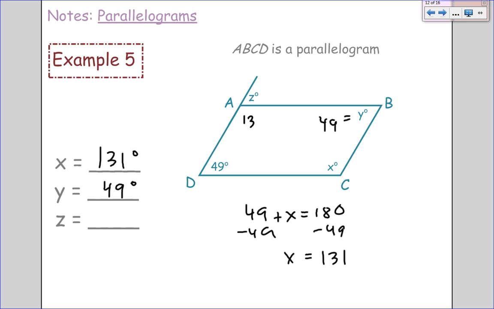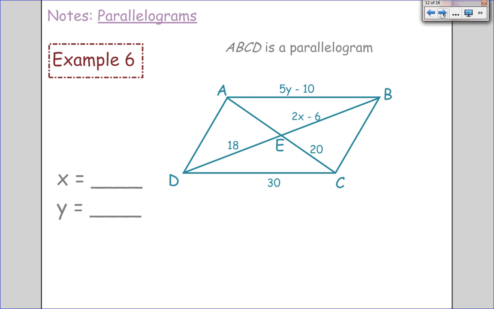Opposite angles are once again congruent. So if x is 131, this missing angle is 131. And if you remember, a straight line adds up to 180. So z plus 131 equals 180. Subtract the 131, so z equals 49 as well. Okay, pause the video and try to solve for x and y on this problem. All right, let's see how you did.